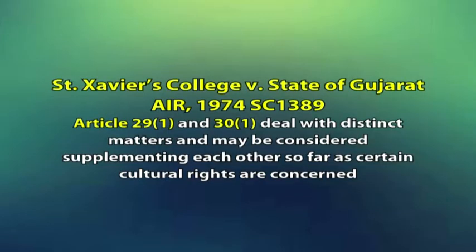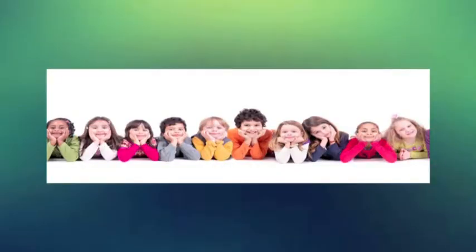The court, after reviewing its earlier decisions, held in case of St. Xavier's College v. State of Gujarat that Article 29 Clause 1 and Article 30 Clause 1 deal with distinct matters and may be considered supplementing each other, so far as certain cultural rights are concerned. Article 30 Clause 1 covers institutions imparting general secular education. The objective of Article 30 is to enable children of minorities to go out in the world fully equipped.